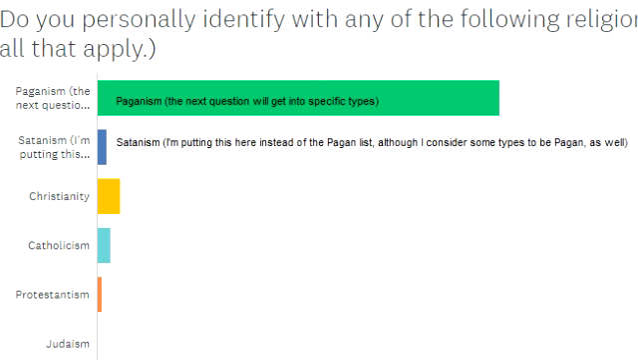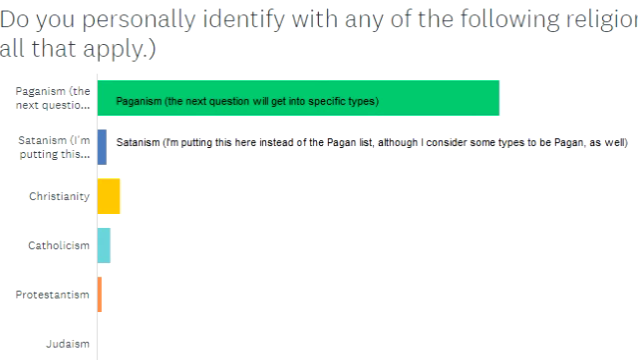The first one was paganism, and then in parentheses it said the next question will get into specific types of paganism. So this was just like, if you identify in any way with paganism, check this, and we're going to get into the specifics of what type of pagan later. But so that's where I was starting.